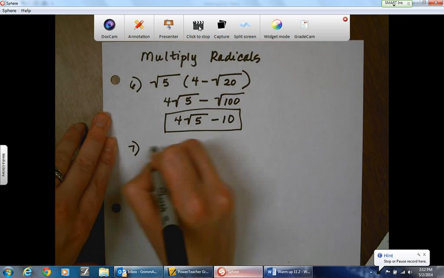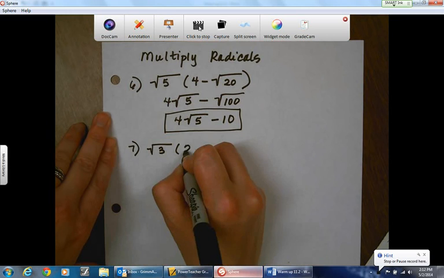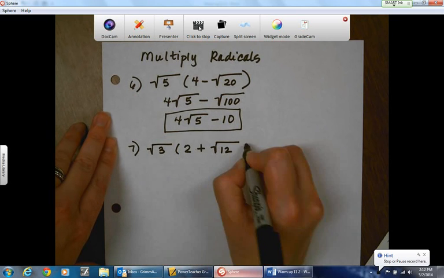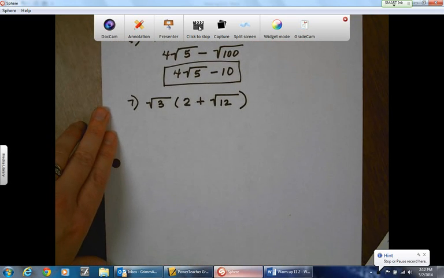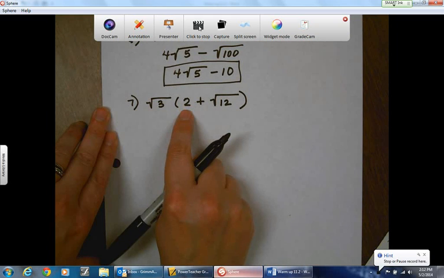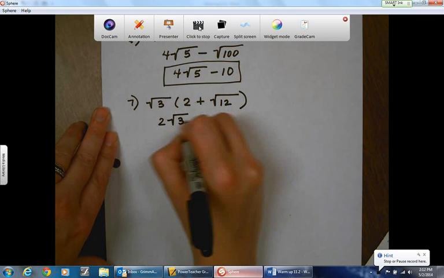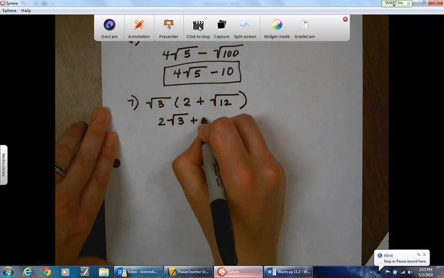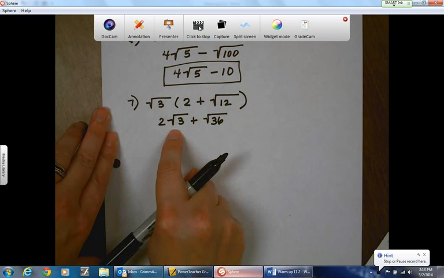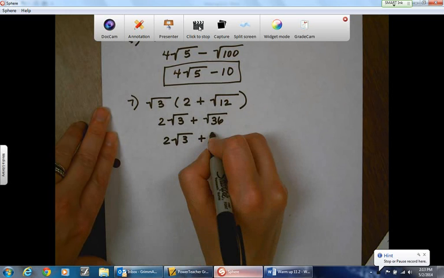All right. Square root of 3. All right, so again, if we look at this one, I have the square root of 3 times 2, that's going to give me 2 square roots of 3, plus, I'm going to take 3 times 12, and I get the square root of 36, which I can't do anything with this one, so I have to leave it alone. And square root of 36 is 6.